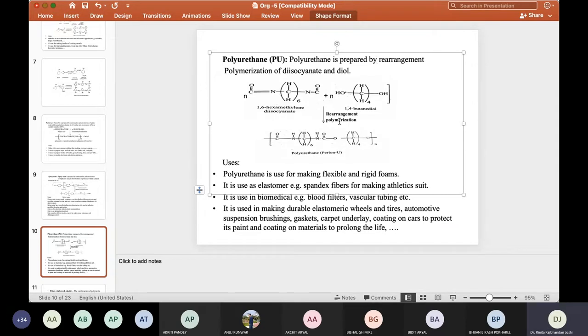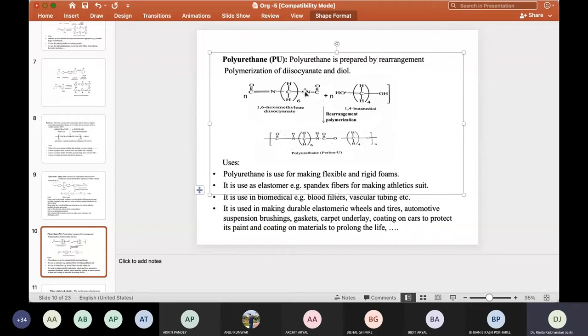Here it undergoes a rearrangement reaction, not a condensation reaction, because no side product is formed. It cannot be an addition polymer because it is formed from different monomers. Let's see the rearrangement. Here, one of the hydrogen atoms of the diol gets bonded with this nitrogen, and another hydrogen of the diol gets bonded with this nitrogen.